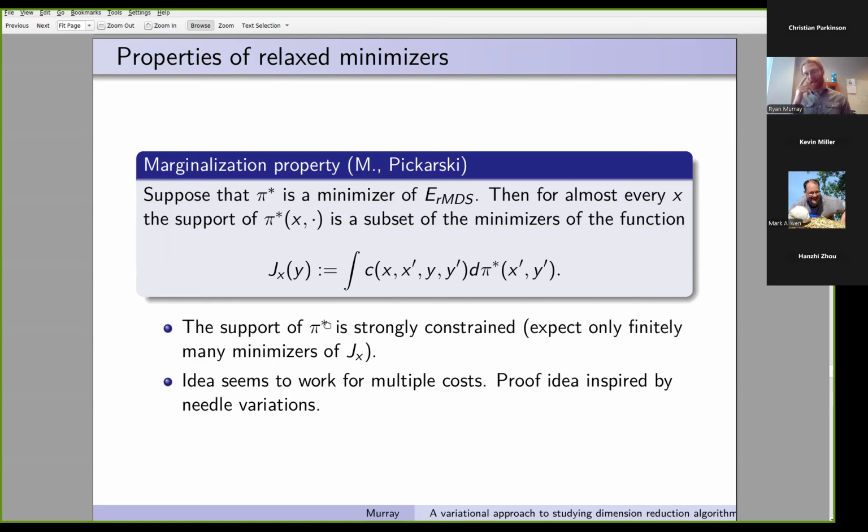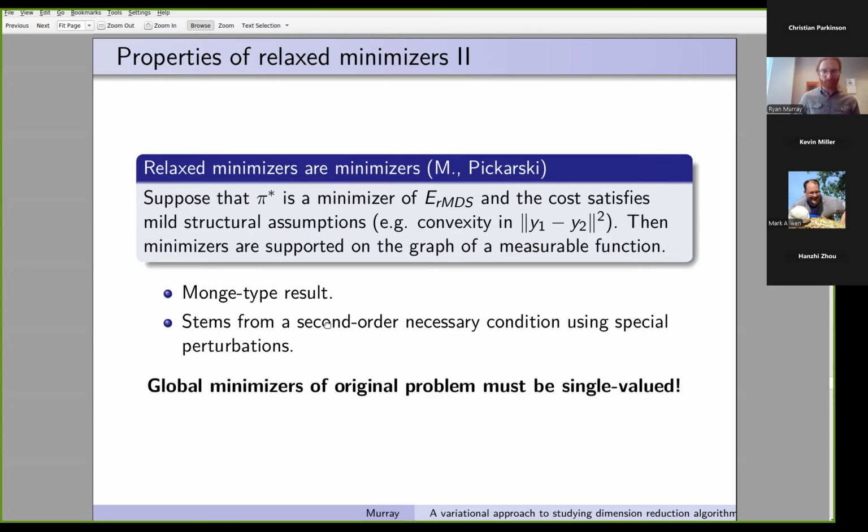For most x's, I kind of expect there only to be finite or maybe even just one minimizer of this marginal problem. And this idea really works across a very broad range of costs. It's inspired by needle perturbations, which come from control theory. That's where the proof idea comes from.